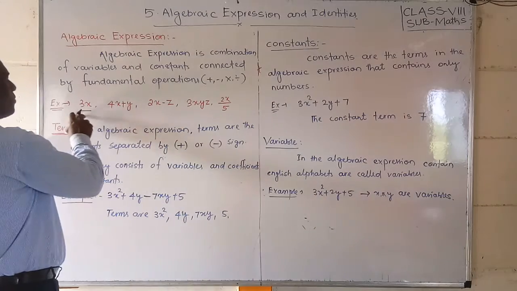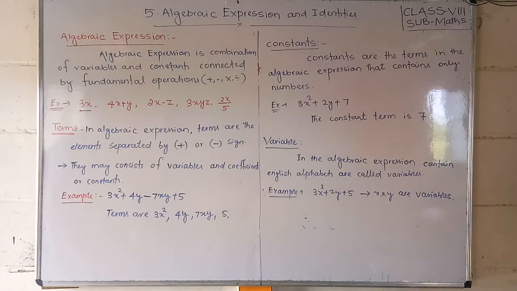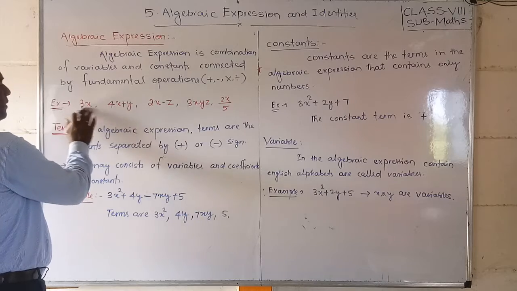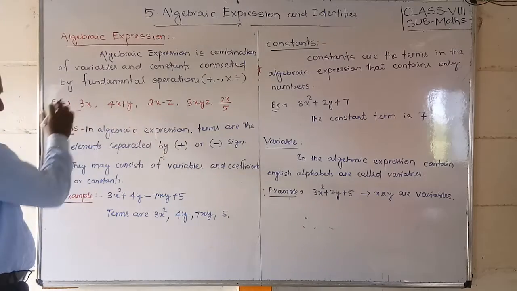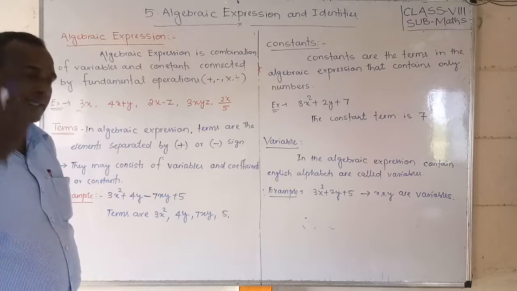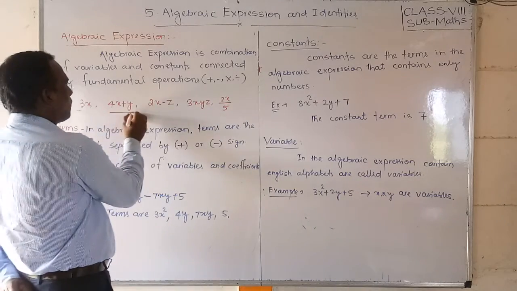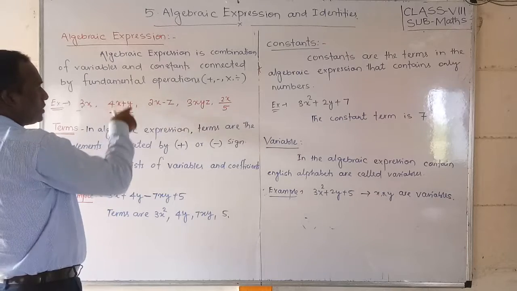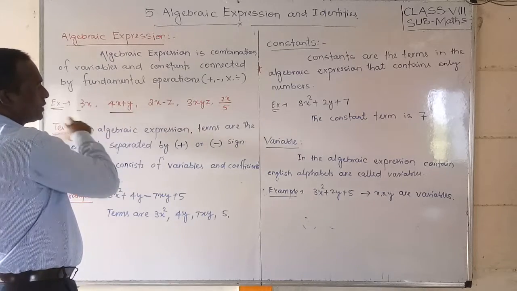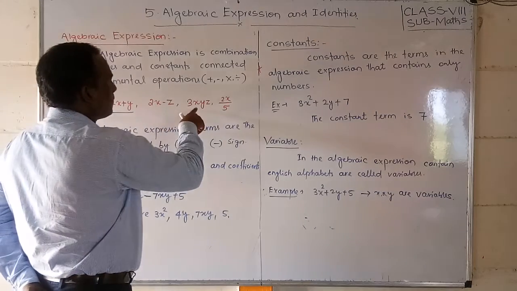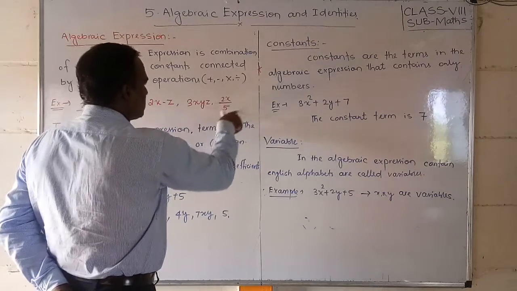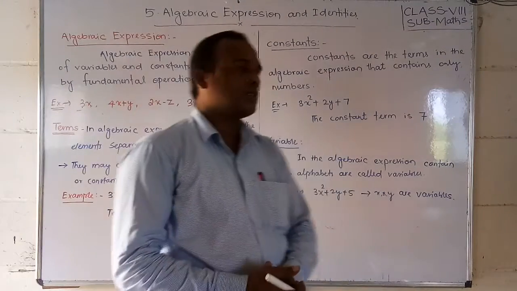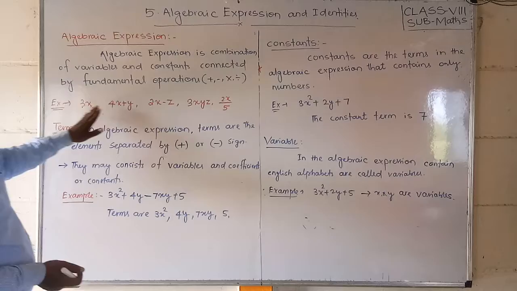Observations here. 3x. This is also an algebraic expression. Why? Because here there is a 3 and an x, connected by multiplication. 3x means 3 into x. In 4xy, multiplication is there. Here plus is there, here minus is there with multiplication, and here division is there. So these are the basic operations with variables and constants. Okay, students, all these are called algebraic expressions.